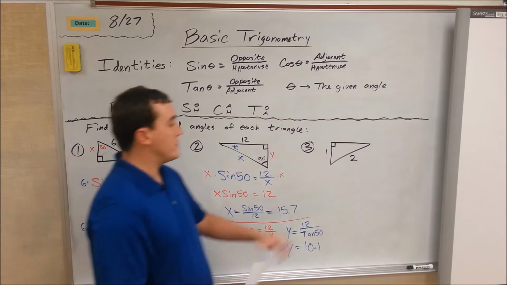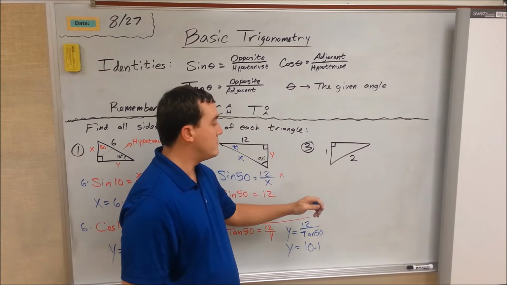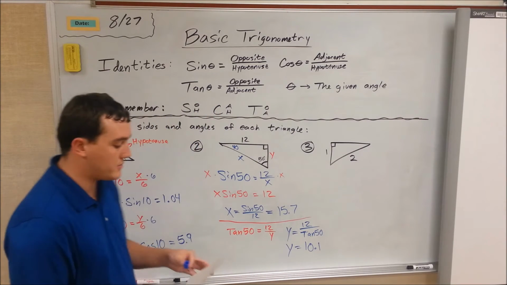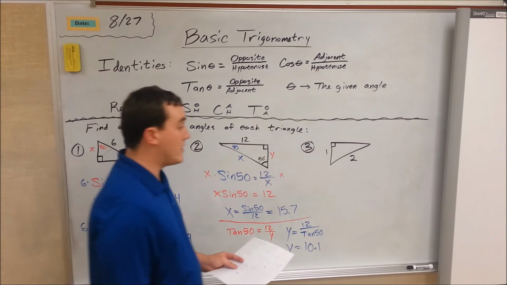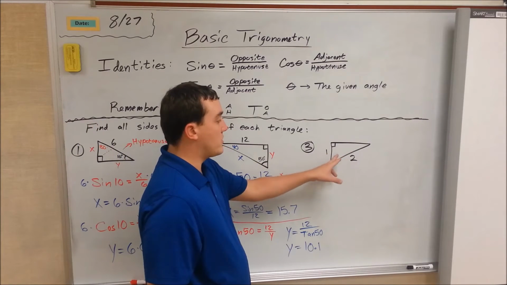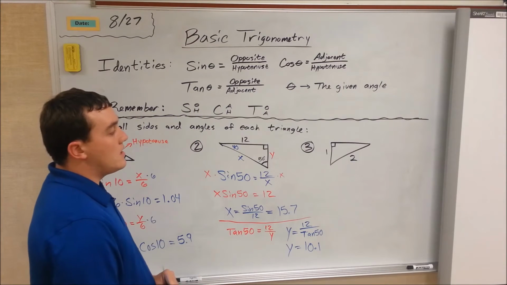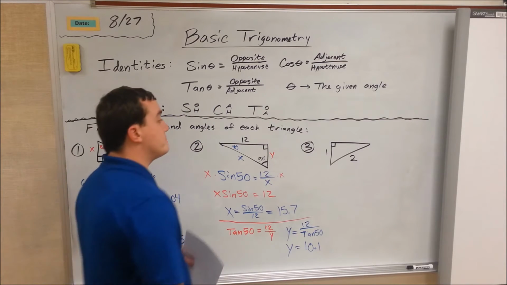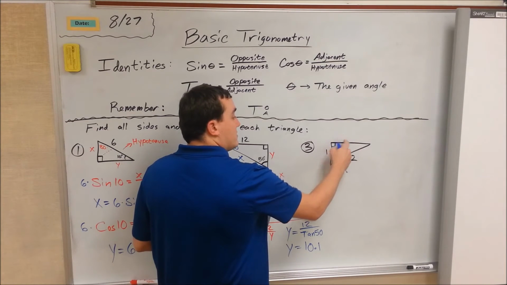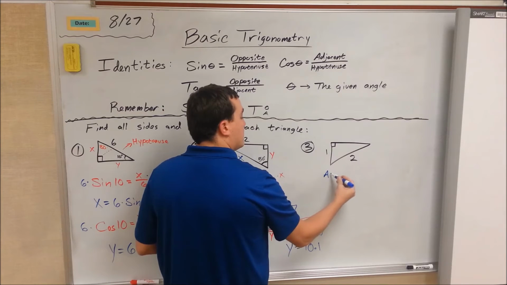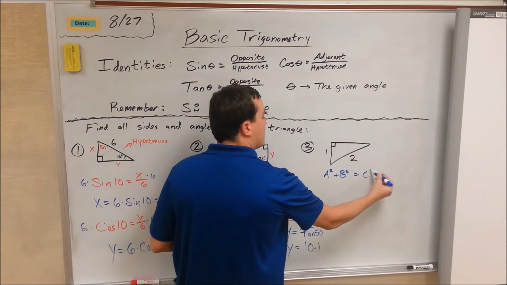This one's a little bit different. They give us two sides, but no angles, so we have to figure out what that is. If you've already taken a whole trig class, you would already know what the angles are because of a specific trait of this triangle. But we don't. So let's go ahead and use the Pythagorean Theorem to find this. A squared plus b squared equals c squared.